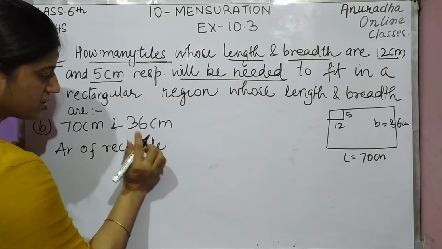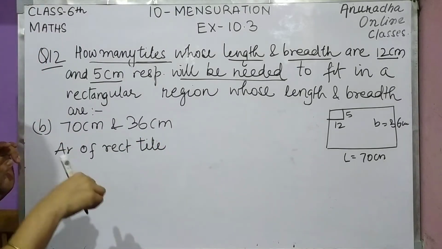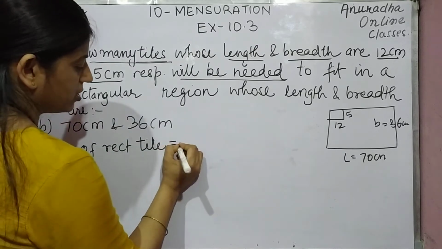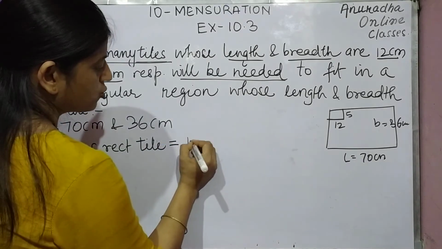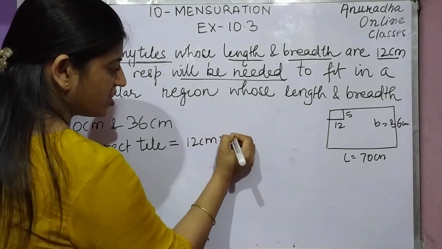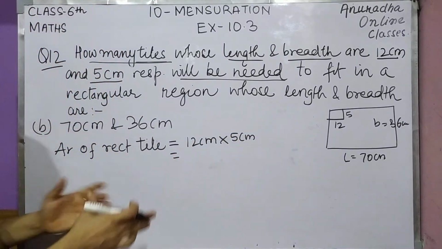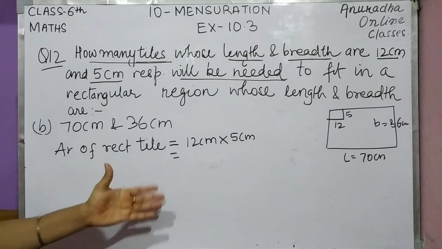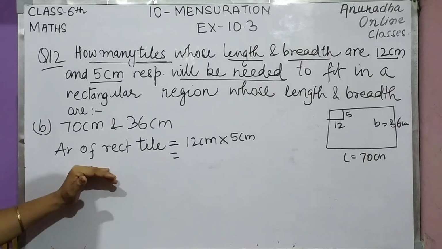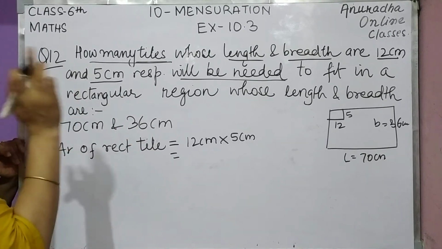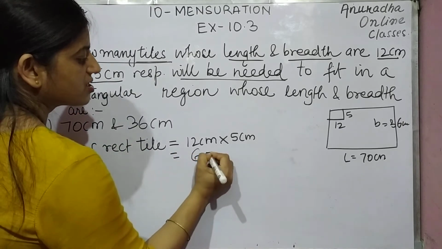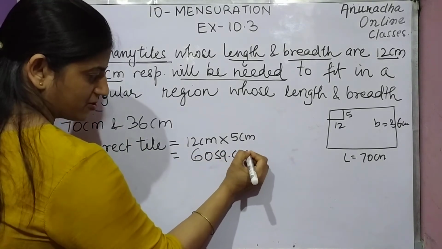So what we will do, we know that area of rectangular tile, we know this as we have found out in earlier question. This is equal to 12 centimeter into 5 centimeter. No need to do again. As I am doing here, it is not there, that's why I am doing. आपको ये करने की जरूरत नहीं है. आप डायरेक्टली लिख सकते हैं एरिया ऑफ रेक्टेंगुलर टाइल. आपको पता है कितना है? That is 60 square centimeter, right?